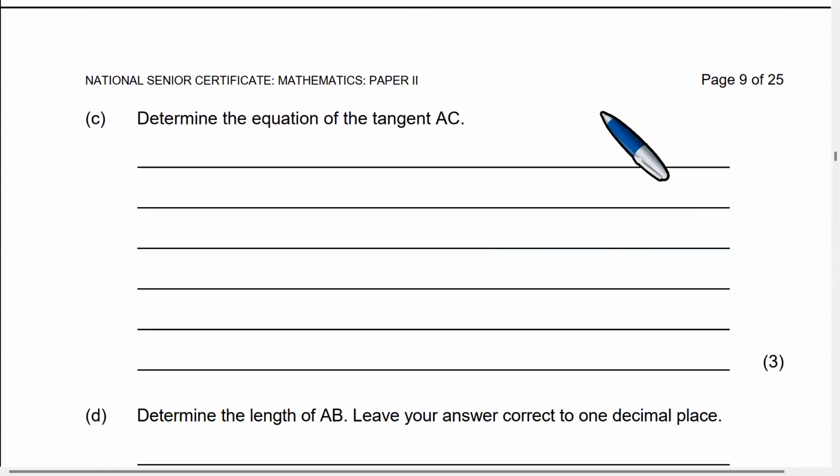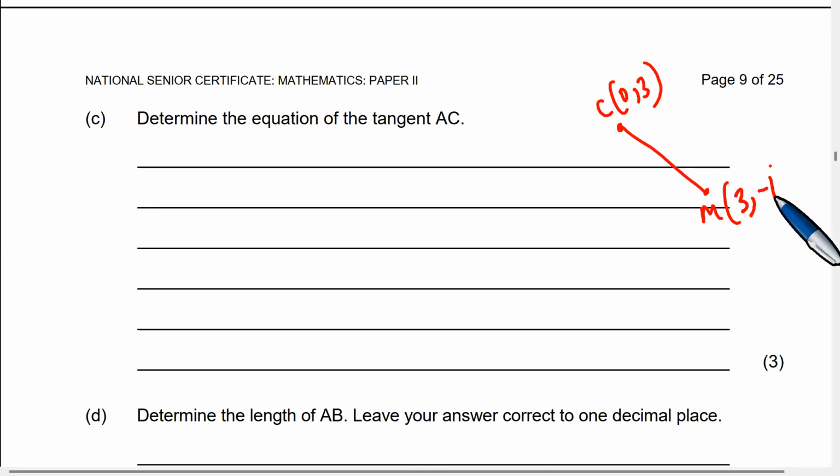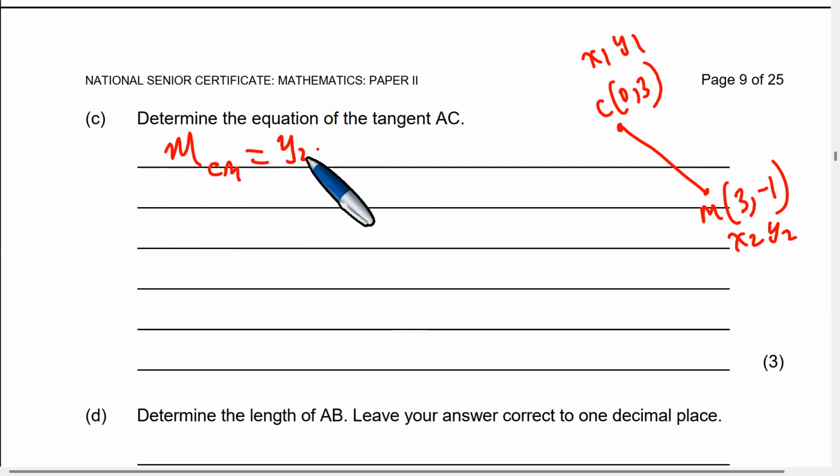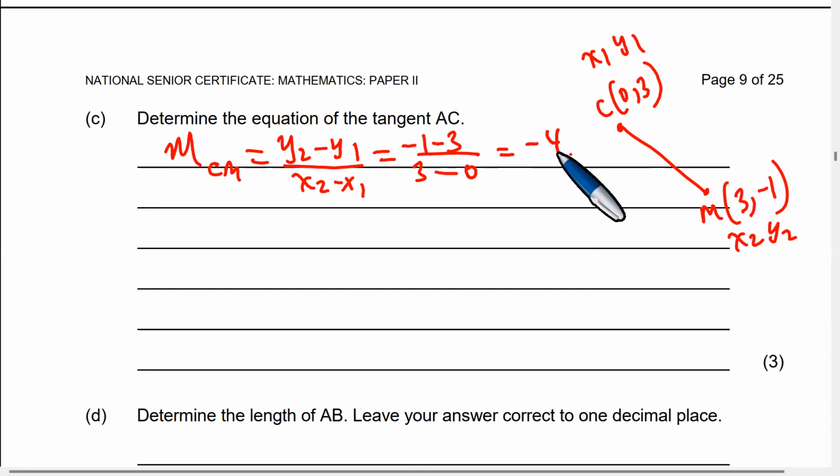So you take C with the coordinates 0, 3, and M with the coordinates 3, minus 1, x2, y2. What is the gradient of CM? We use the formula y2 minus y1 over x2 minus x1. What is y2? y2 is minus 1, y1 is 3, x2 is 3, x1 is 0, which is minus 4/3.